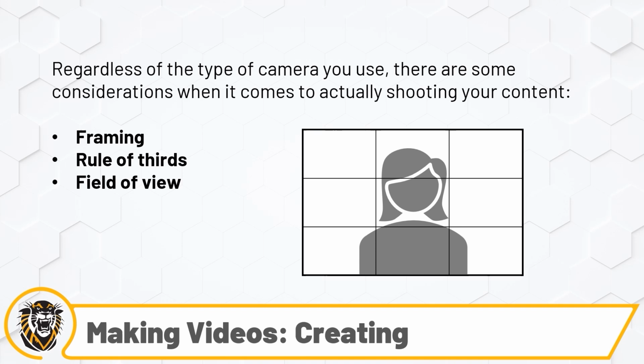Finally, there's the field of view. The field of view is how wide the camera can see. When you zoom in, you have a narrow field of view because you see less. You just see it up closer. When you zoom out, you have a wider field of view because you can see more of the scene. Consider changing your field of view as appropriate throughout the scene.